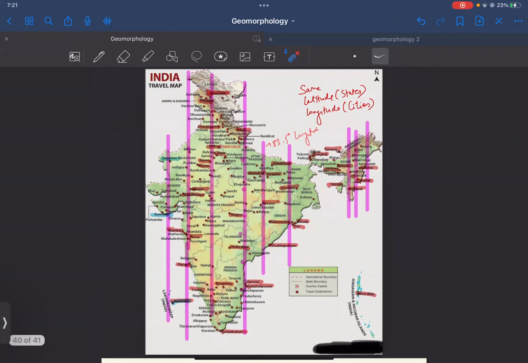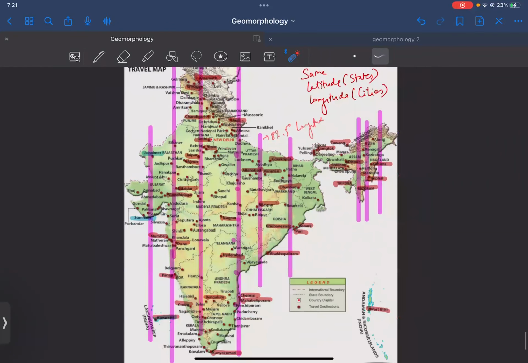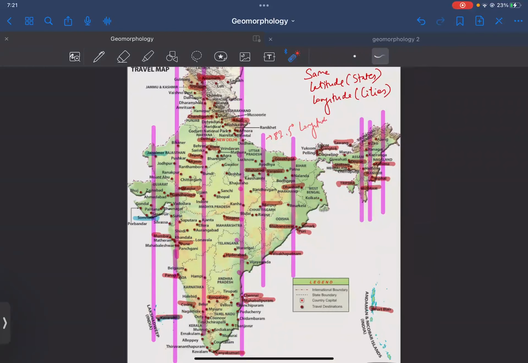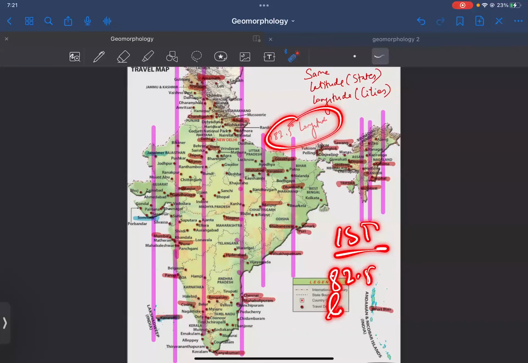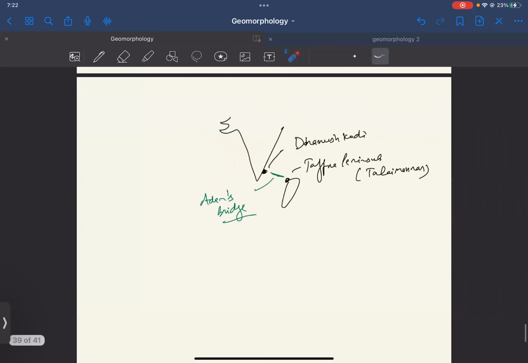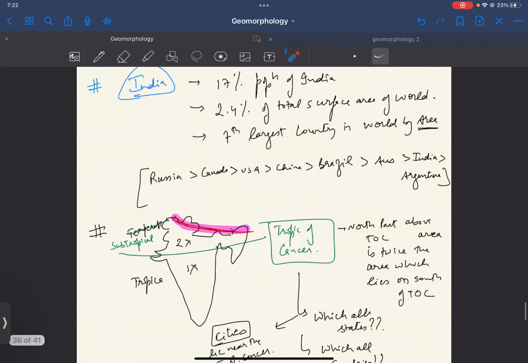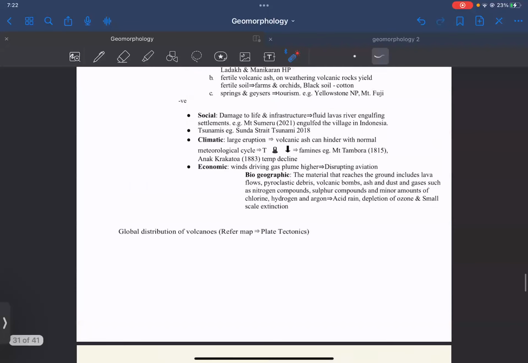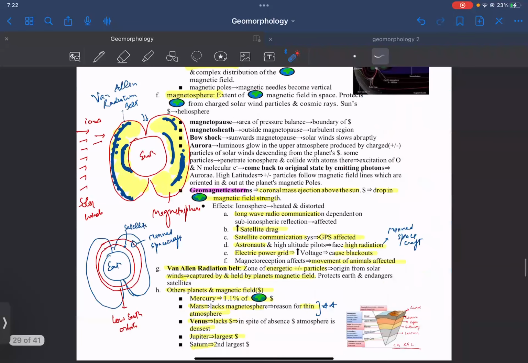So this has been the previous question. So you just have to observe this map, right? And Indian Standard Time is 82.5 degree longitude. Keep these basics in mind, alright? Okay, so now let's start with the topic.